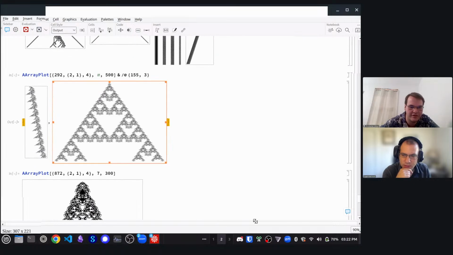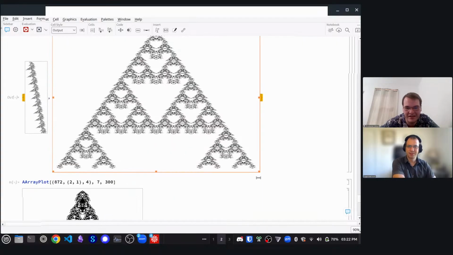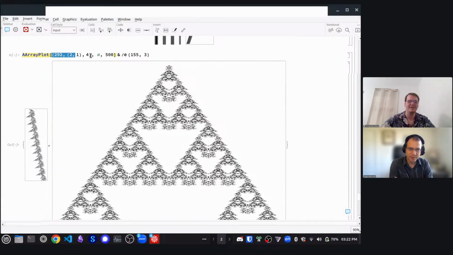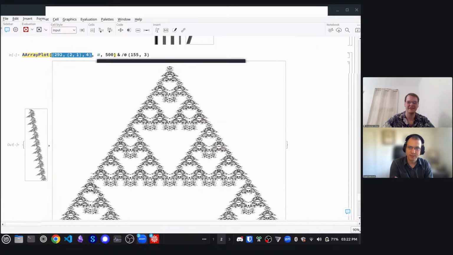There's this crazy Sierpinski. I'll put this one in chat as well, actually. This is fun.